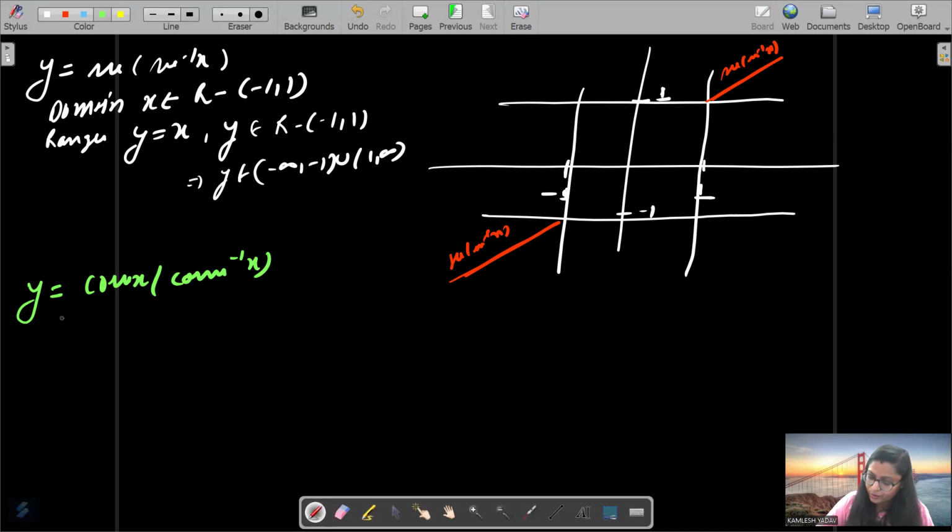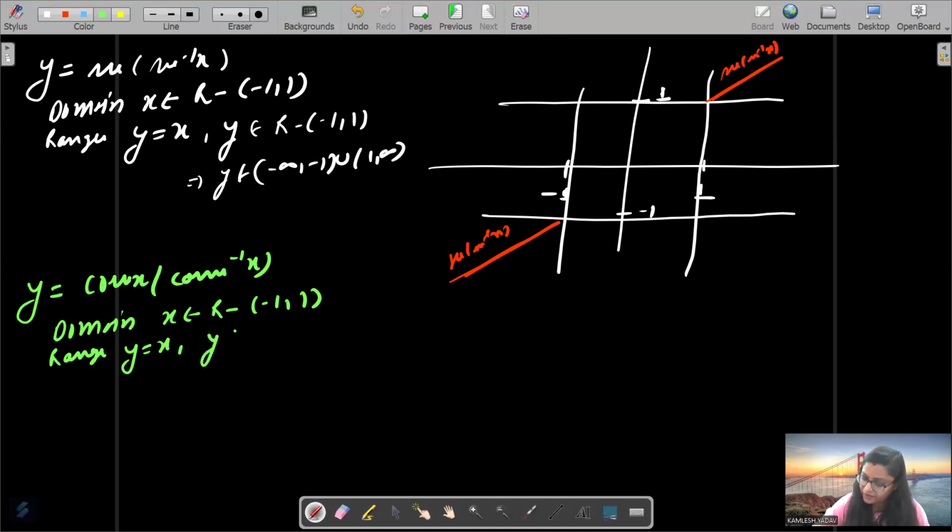So we know that the domain, x belongs to cosec inverse x, which is what? R minus of -1 to +1. Then what about the range? Here y is equal to cosec x into cosec inverse x. The range is y is equal to x, and here y belongs to R minus of -1 to 1. Also we can write y belongs to minus infinity to minus 1 union 1 to infinity.